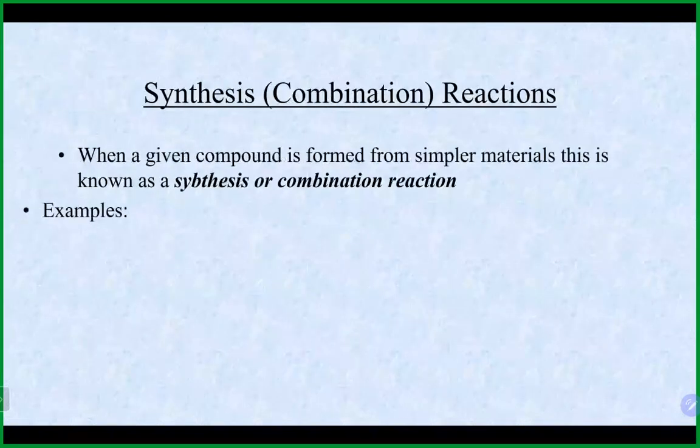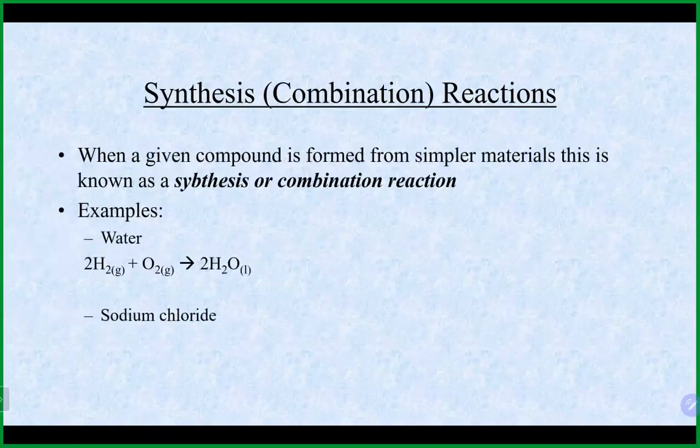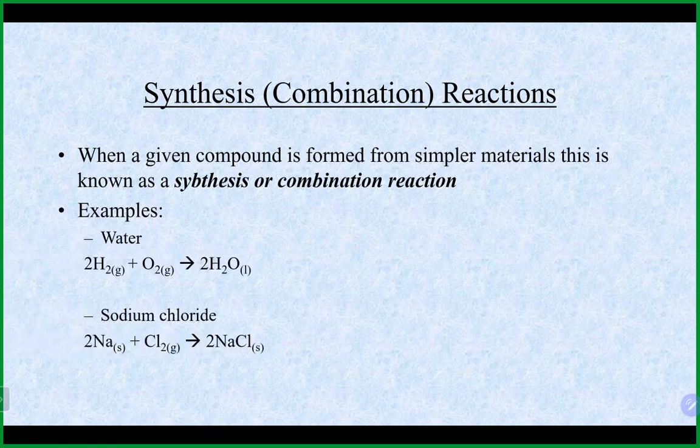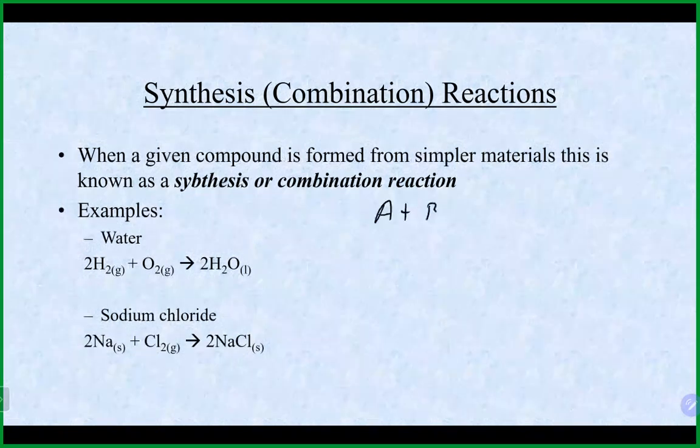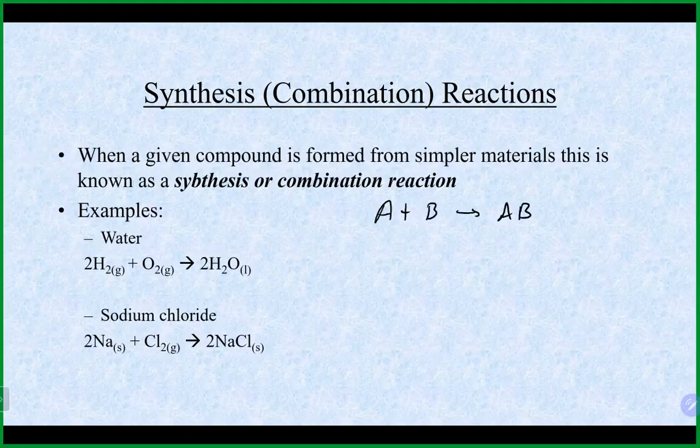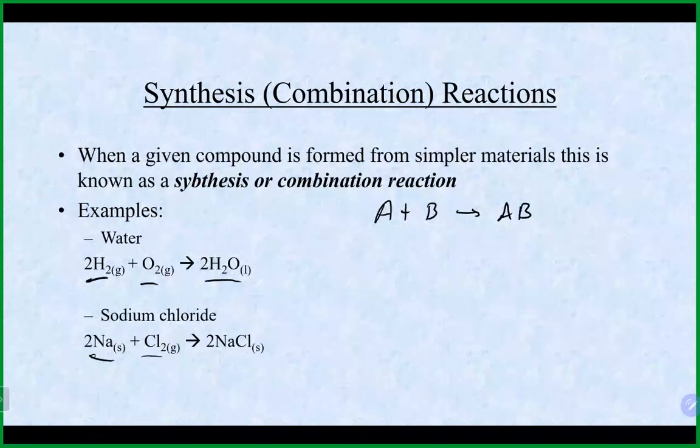All right, we just have a couple more slides and we'll finish it up here. So just hang in there. We're going to talk about a synthesis and combination reaction. And this is basically putting things together. So A plus B makes AB. So two things make one thing is a classic combination or synthesis reaction. Hydrogen and oxygen come together to make water. Sodium and chlorine come together, make sodium chloride.